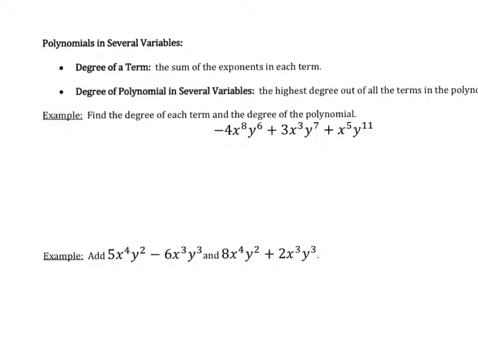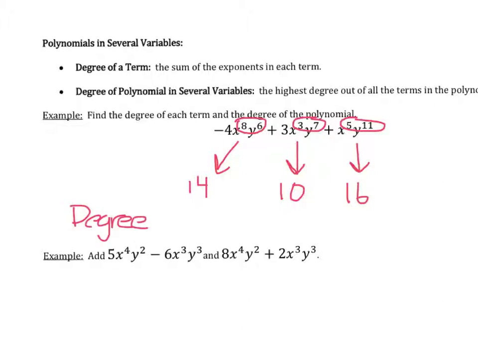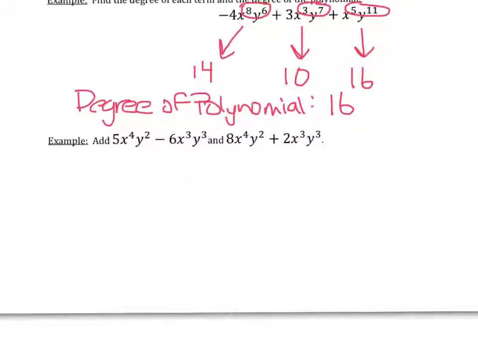There we go. And if we look at this example here, it says find the degree of each term and the degree of the polynomial. Let's employ those definitions that we just talked about. Here, if I want to know the degree of that term, I add up the degrees, which are the exponents here. I have an 8 and a 6, and so the degree of that term is 14. Here, the degree of this one will be 3 plus 7, which is 10. And the degree of this term right here will be 11 plus 5, which is 16. And so the degree of my polynomial will be the highest degree out of all of these terms, which is 16.